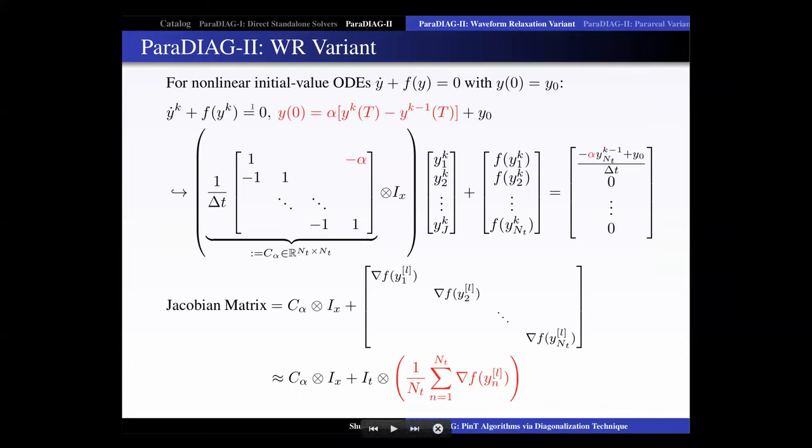We'd like to check the nonlinear problem. The algorithm is very similar. We just need to modify the initial boundary condition to a head and tail coupled condition. And at the discrete level, we can represent all the n_t difference equations as an all-at-once system. Here is a zone. It should be n_t here.